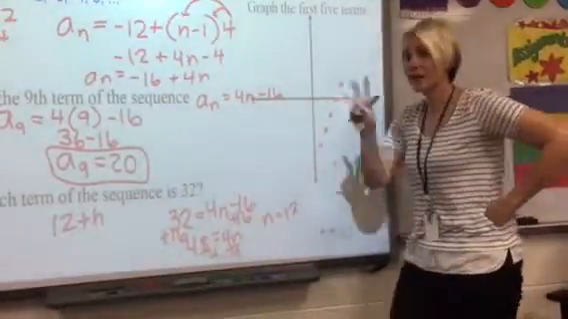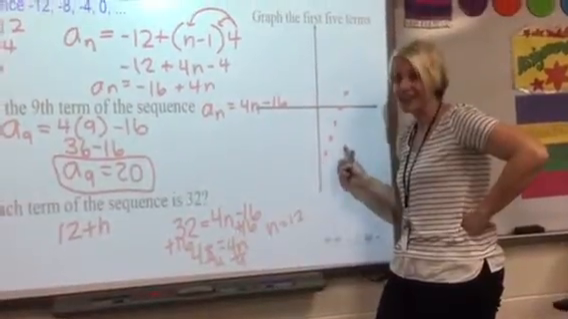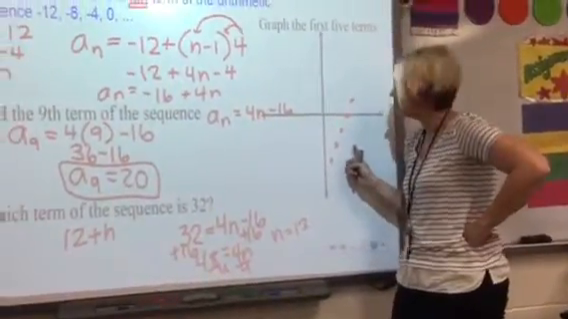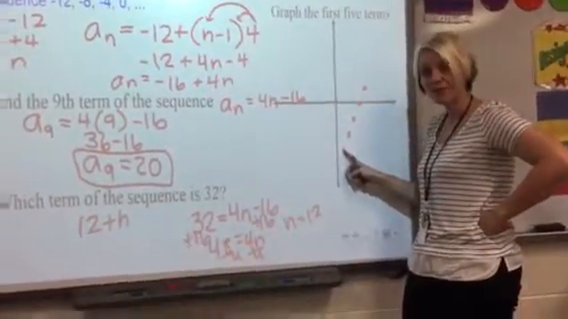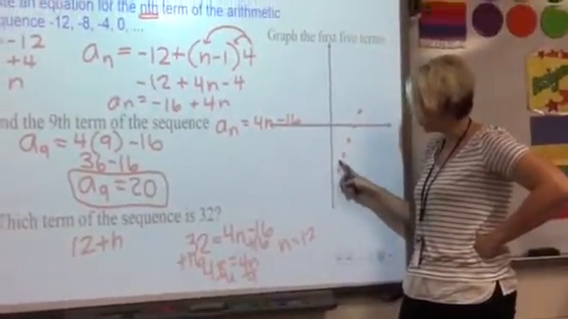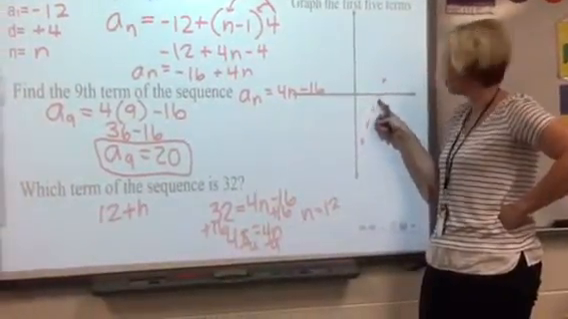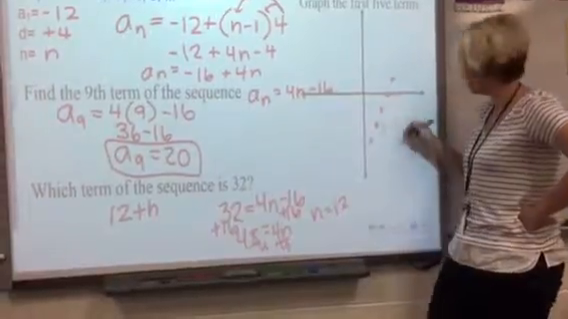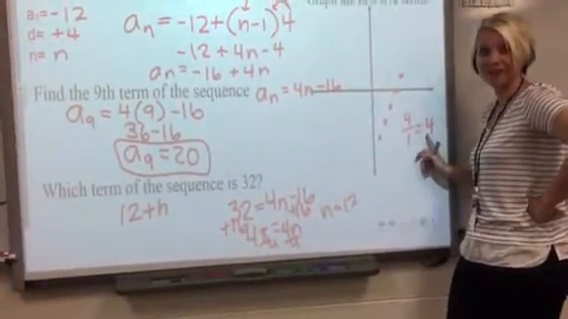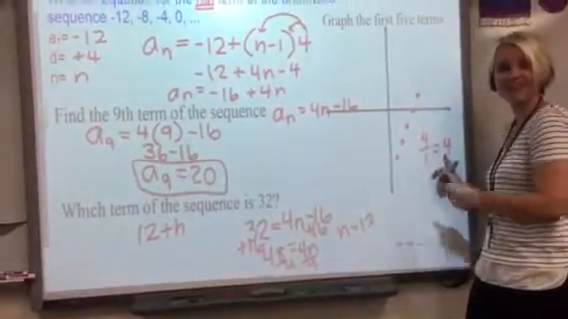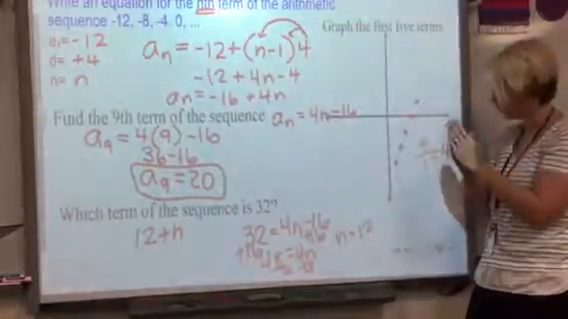So you should notice a couple things. You don't have to connect them today, but they are linear, so you could. And something else that you'll notice is that they have a common difference of 4. Watch. Rise 4, run 1. Rise 4, run 1. Rise over run. You guessed it. Your slope is 4. 4 is your common difference. 4 is also your slope. See how it's linear? See how it goes together?